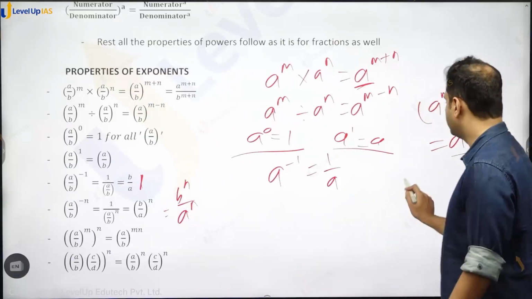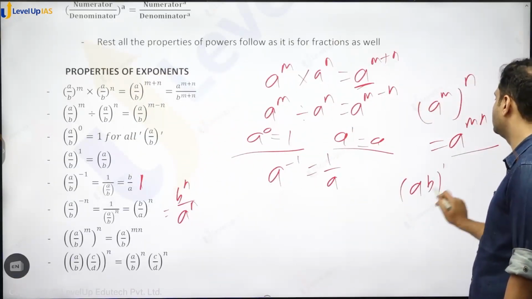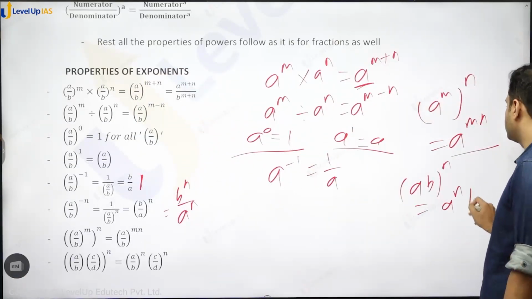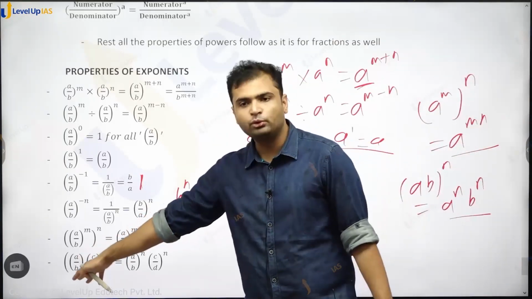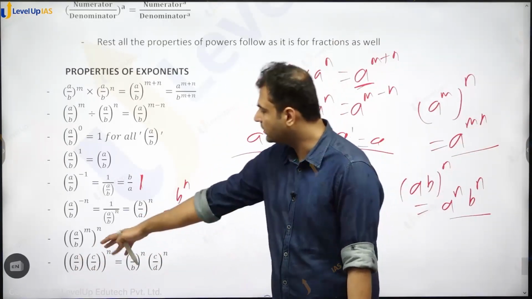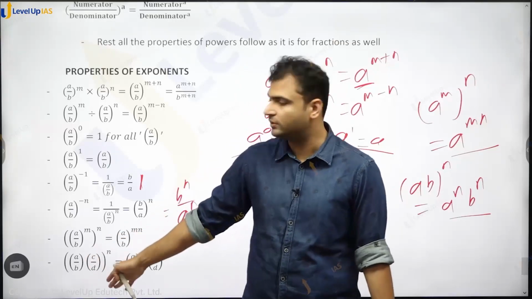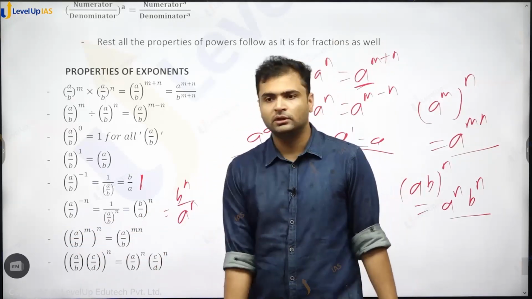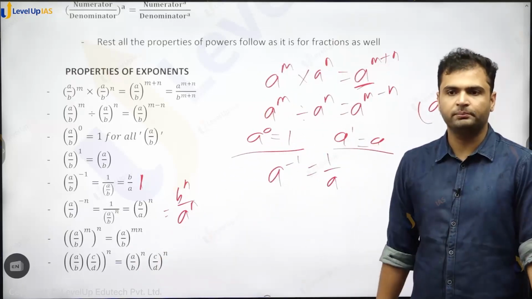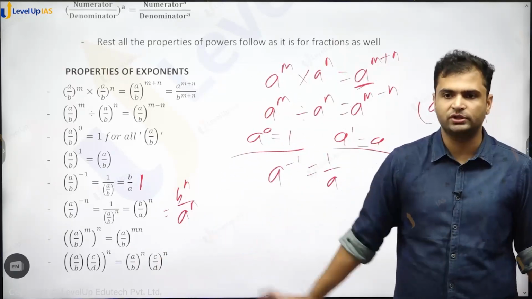ये भी हमने पहले पढ़ा था. a into b raised to n क्या होता था पहले? a raised to n, b raised to n होता था. Same thing. If we have two different fractions and we are multiplying them and taking their powers, so power just distributes between both of them. दोनों का पावर सेम होगा. n दोनों जगह पे जाएगा.